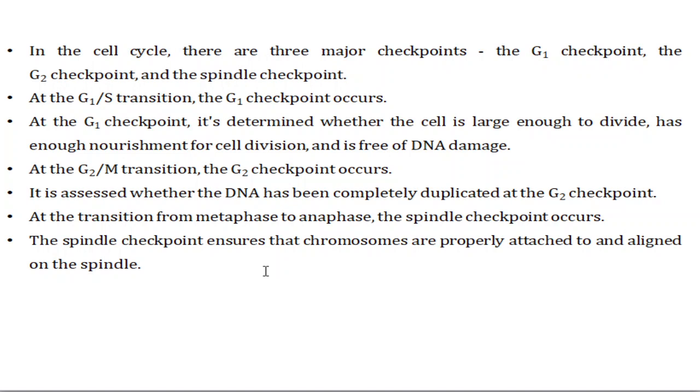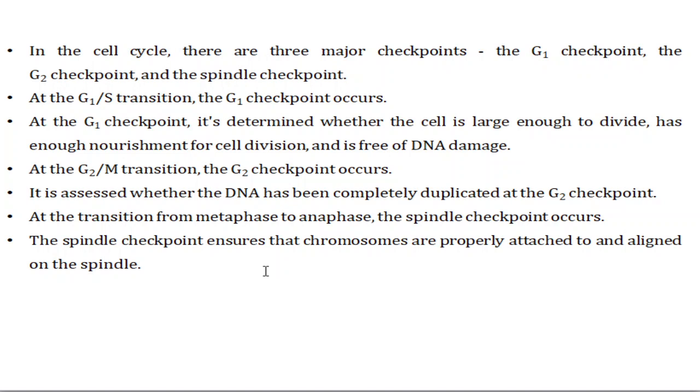Next, there is a question regarding cell cycle checkpoints. There are 3 checkpoints. The first is the G1 checkpoint, occurring at the G1 to S phase transition, which checks whether the cell is in the correct state to undergo cell division. The next is the G2 checkpoint, occurring at the G2 to M phase transition, which assesses whether the DNA is completely duplicated in S phase or not.